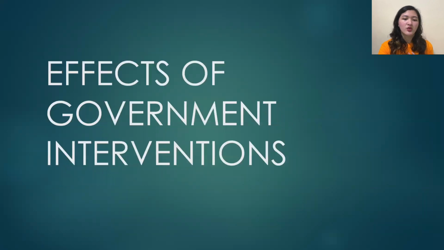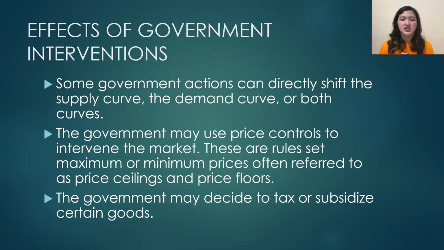Now, let's shift our focus to the role of governments in shaping market outcomes. Often, governments are responsible for changes in market equilibrium, and there are a few key ways they do this. First, some government actions can directly shift the supply curve, the demand curve, or both curves. When this happens, the equilibrium price and quantity in the market change. For example, if a government imposes a new regulation on production or introduces subsidies, it can either increase or decrease the supply of a good, shifting the supply curve and affecting equilibrium.